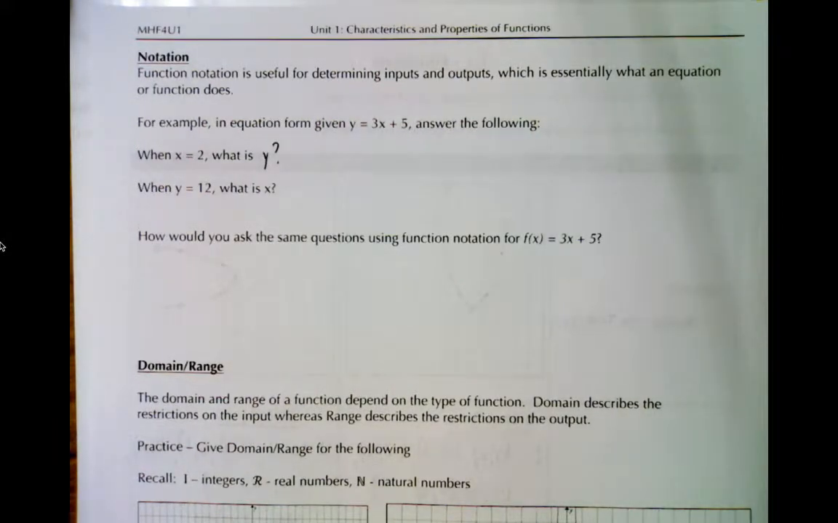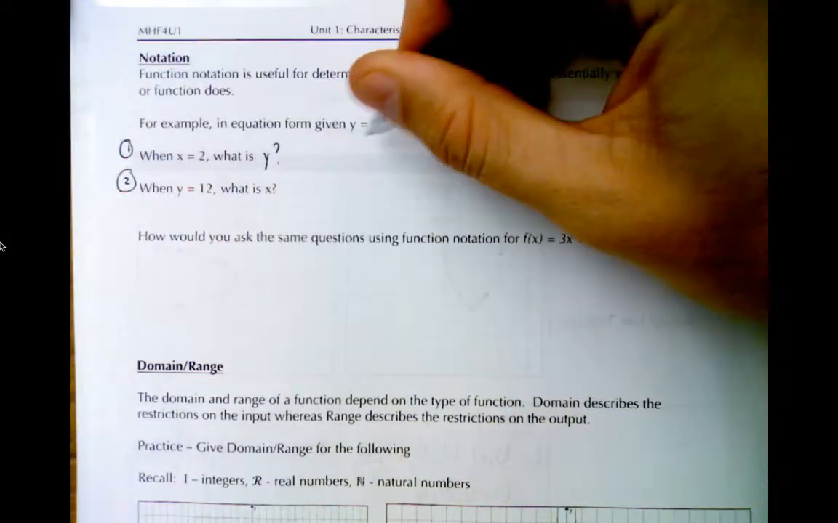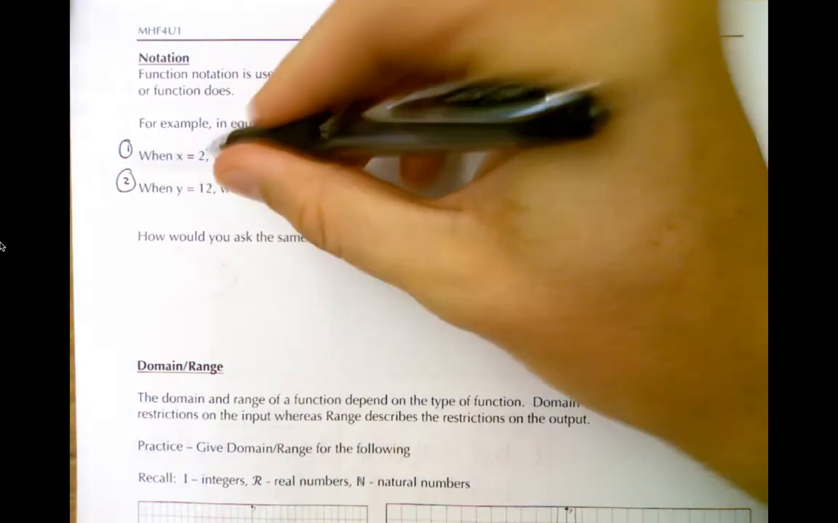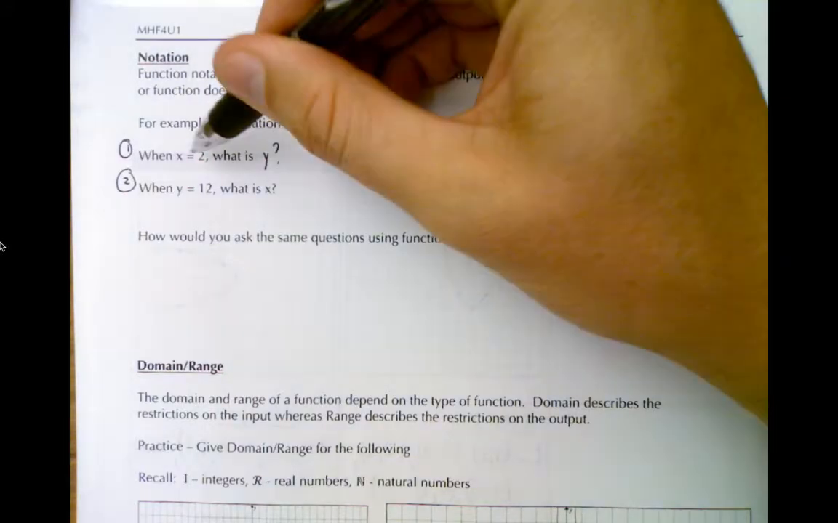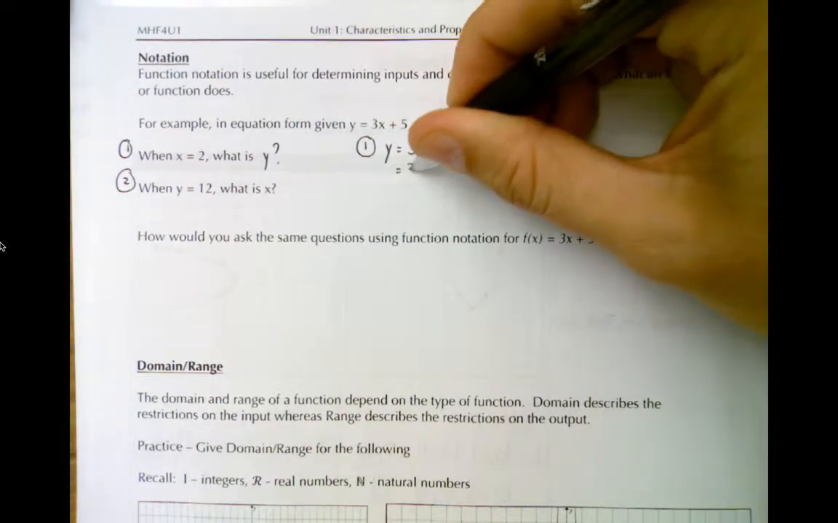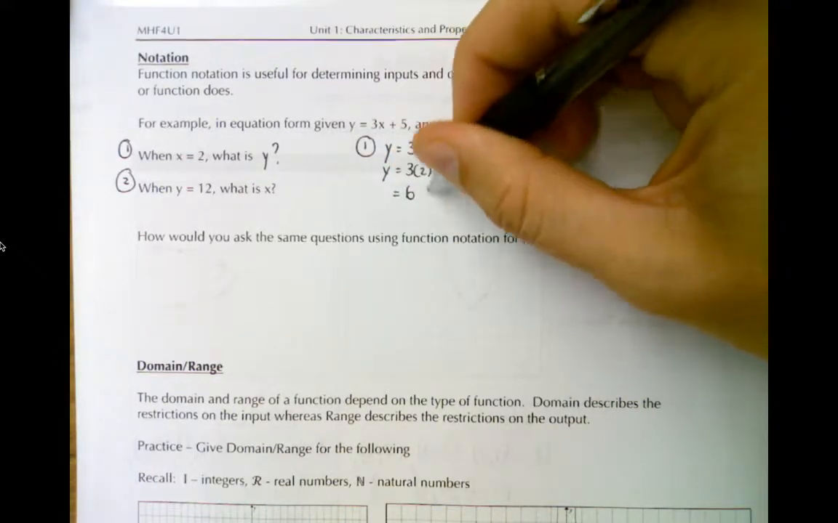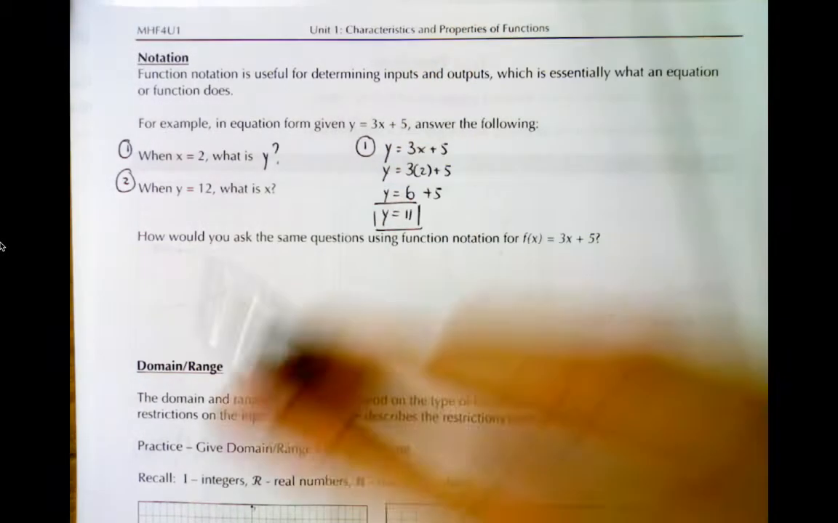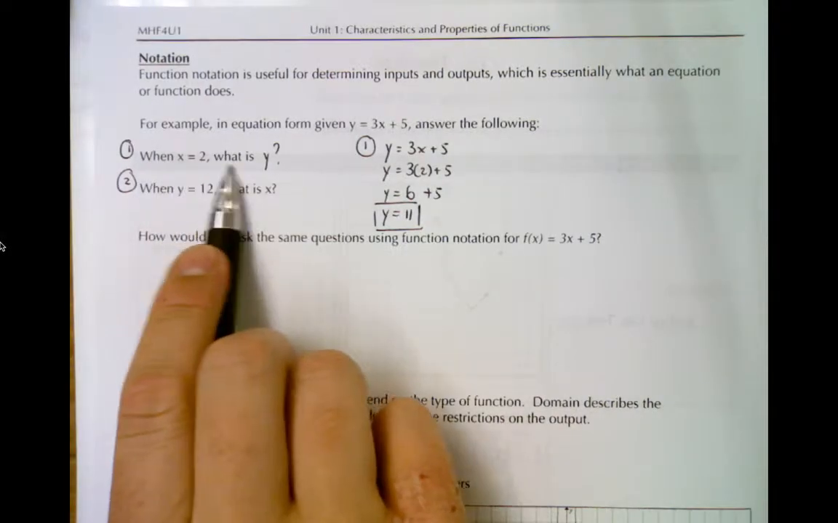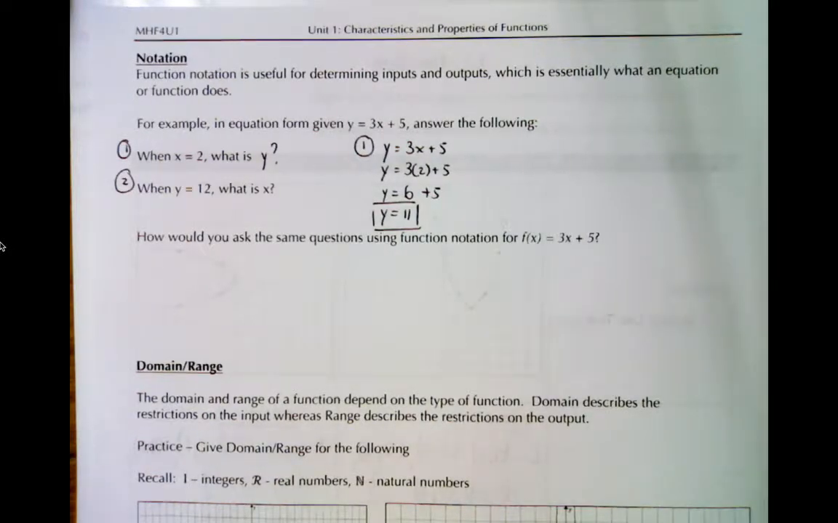So let's do them very quickly. We'll call the first one 1 and the second one 2. For the first one, when x equals 2, we would take our relation y equals 3x plus 5, and we would substitute 2 for x and evaluate. So we'd have 3 times 2 plus 5. 3 times 2 is 6, plus 5 is 11. So y would equal 11. So the answer to this question, when x equals 2, y is equal to 11. And that's how we'd express the answer when substituting a value within a relation.